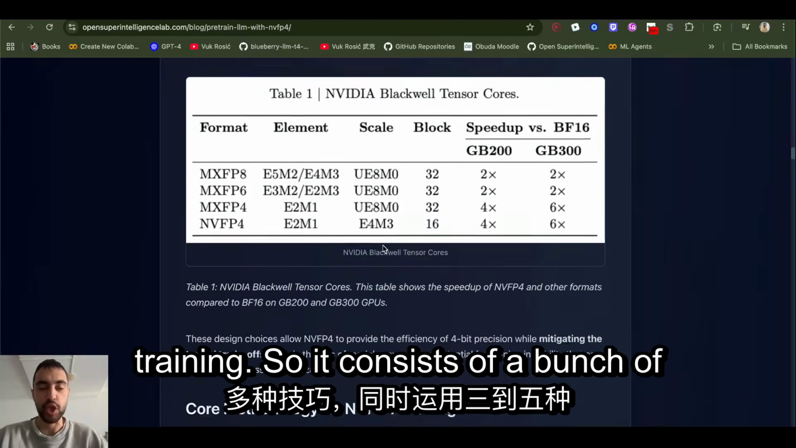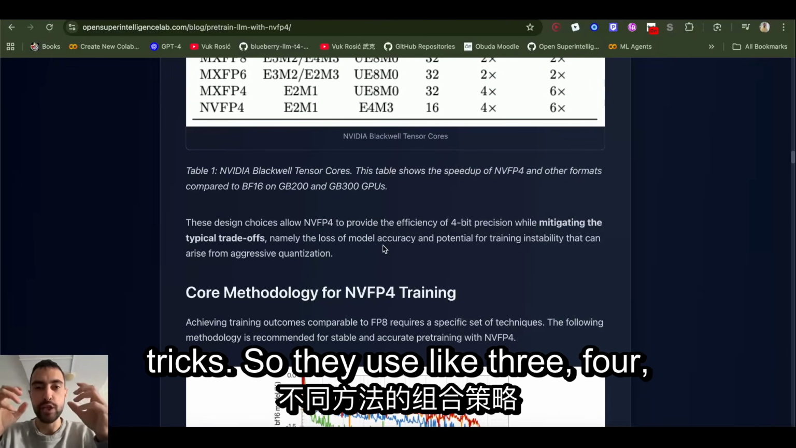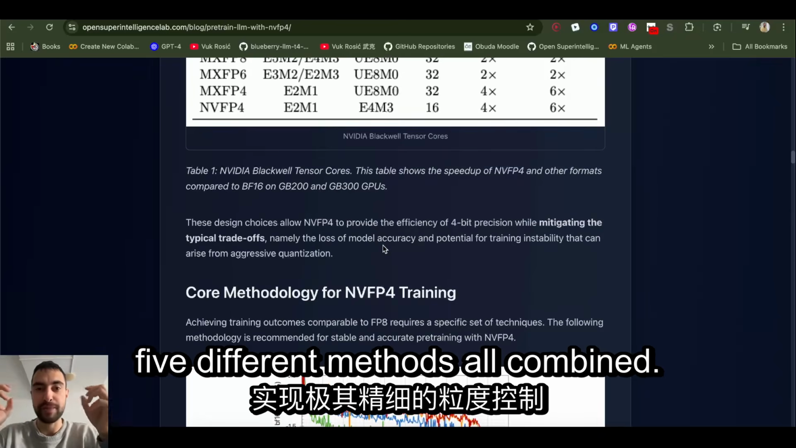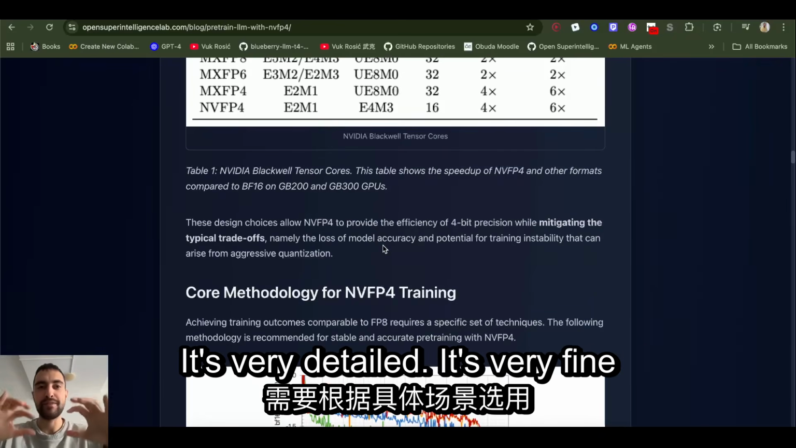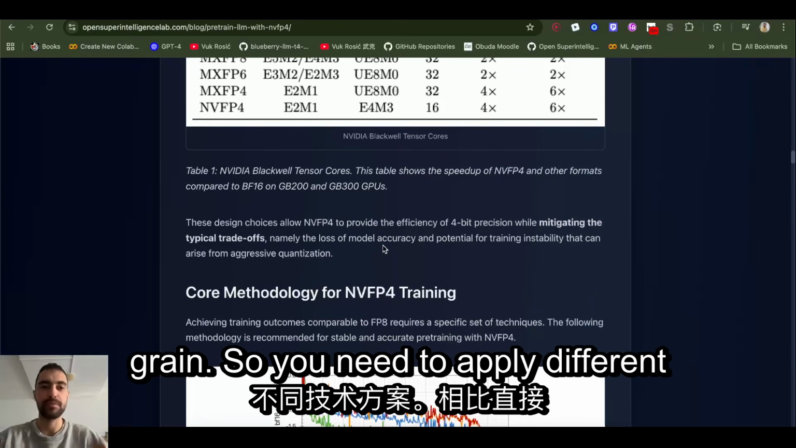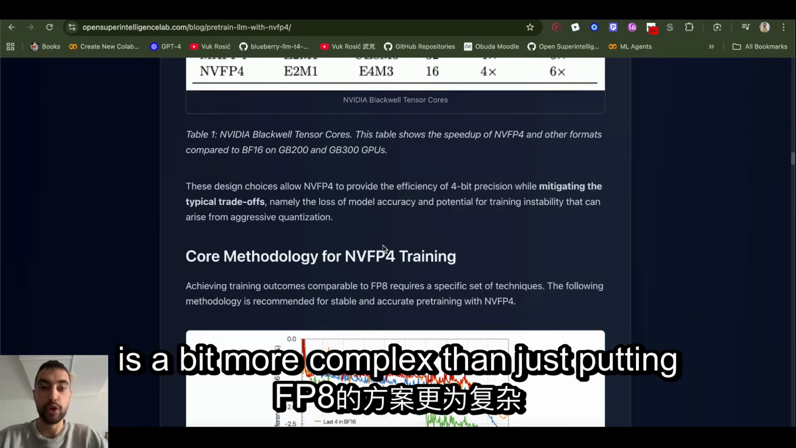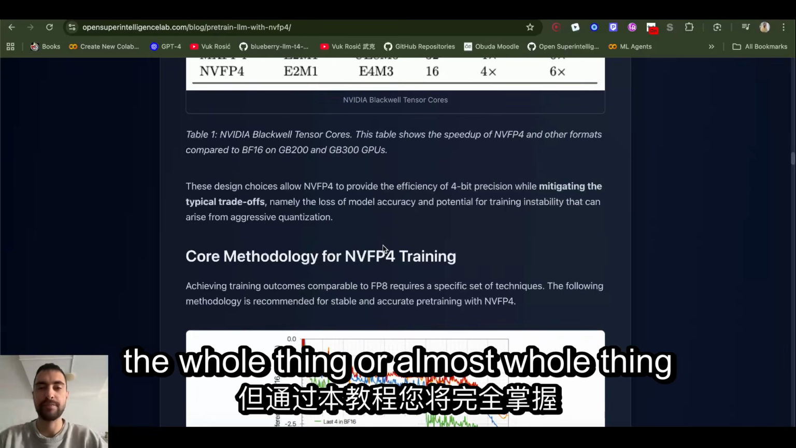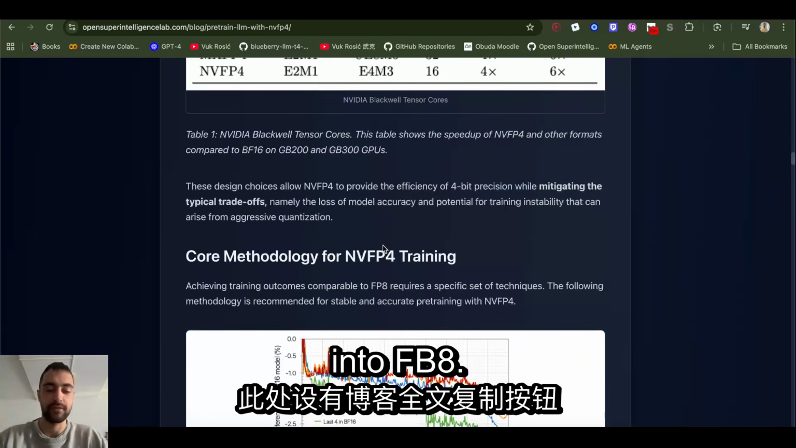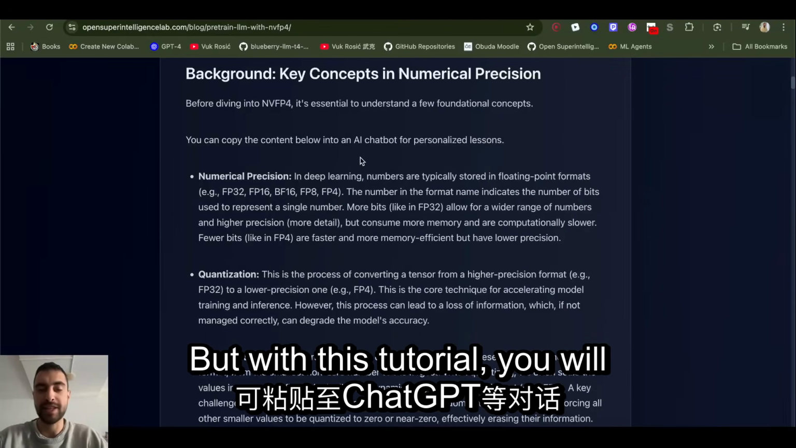It consists of a bunch of tricks. They use 3, 4, 5 different methods all combined. It's very detailed, very fine-grained, so you need to apply different methods for different situations. It is a bit more complex than just putting the whole thing, or almost the whole thing, into FP8. But with this tutorial, you will understand everything.